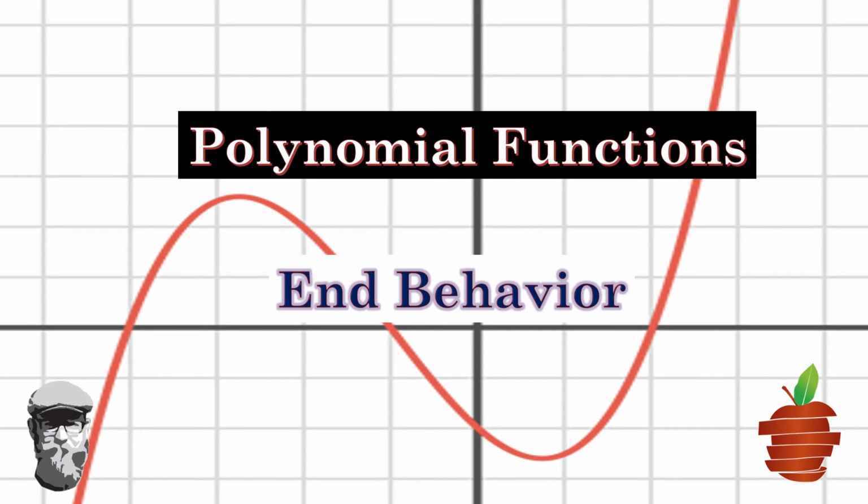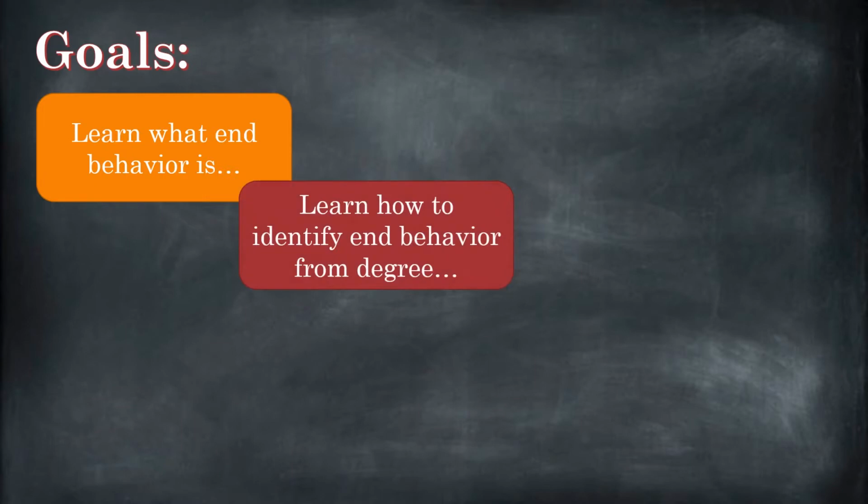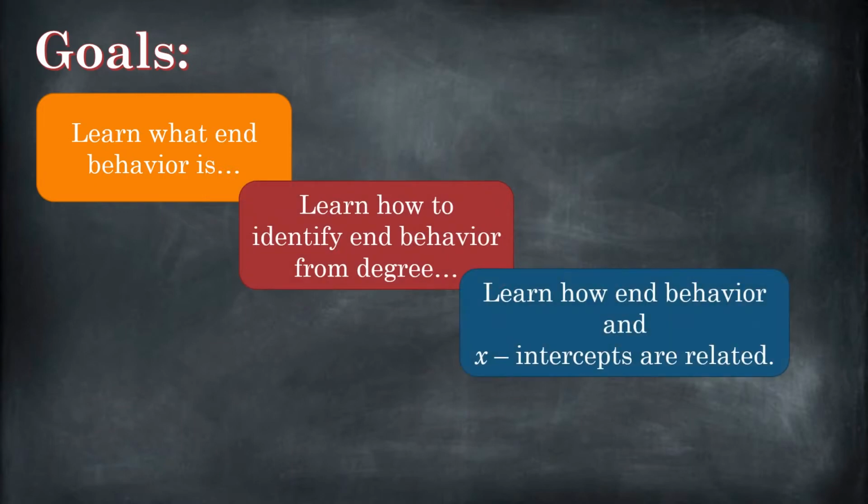Here's what we're going to do in this video. We're going to be talking about describing end behavior, looking at the degree, looking at a graph. We're going to learn what end behavior is. We're going to learn how to identify it by looking at the degree. And we're going to learn how end behavior is related to x-intercepts. So let's get to it, shall we?